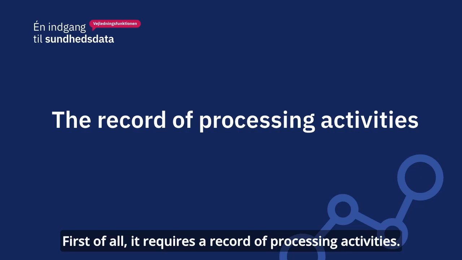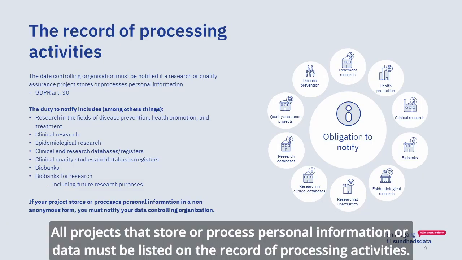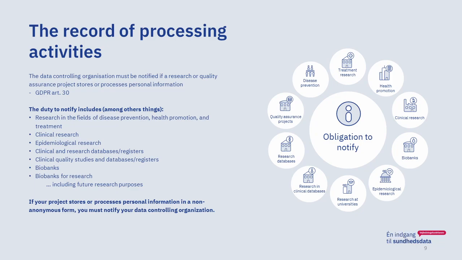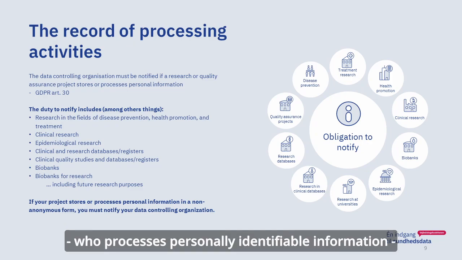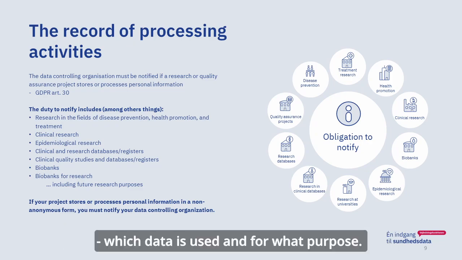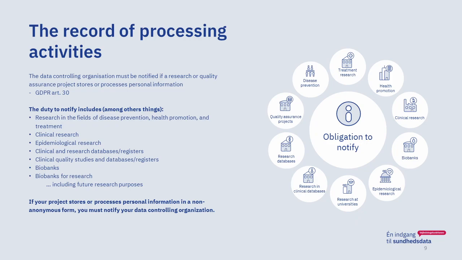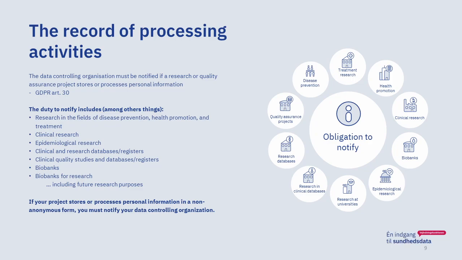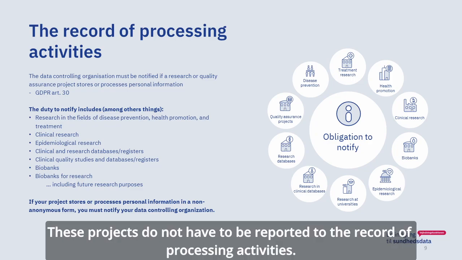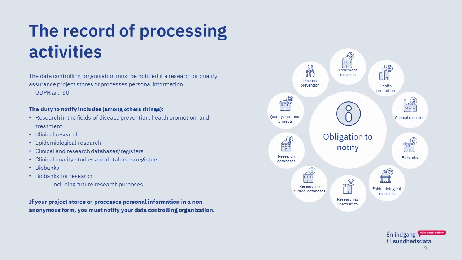There are some approvals that are required before being able to access patient record data. First of all, it requires a record of processing activities. All projects that store or process personal information or data must be listed on the record of processing activities. A record of processing activities is documentation of information about who processes personal identifiable information, which data is used, and for what purpose. An exception are projects where only anonymized data is used. These projects do not have to be reported to the record of processing activities.